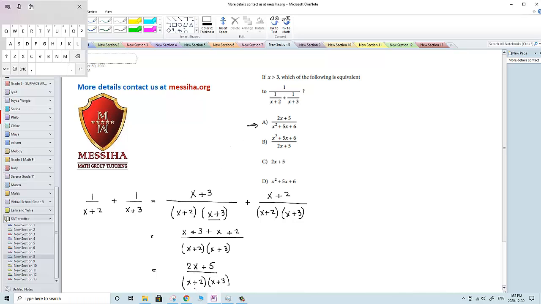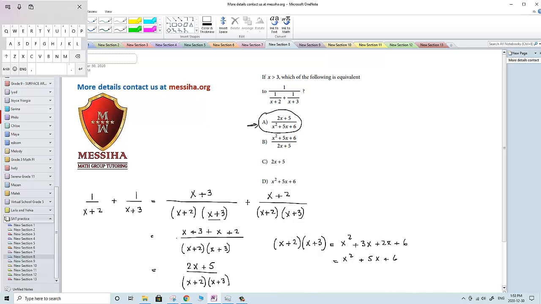But I'm not sure if x plus 2 times x plus 3 will give me the same denominator. That means I have to do the multiplication to make sure that it's right. So x plus 2 times x plus 3: x times x equals x squared, x times 3 is 3x, 2 times x equals 2x, 2 times 3 equals 6. That means x squared plus 5x plus 6, which is the same thing here. So A is the right option.